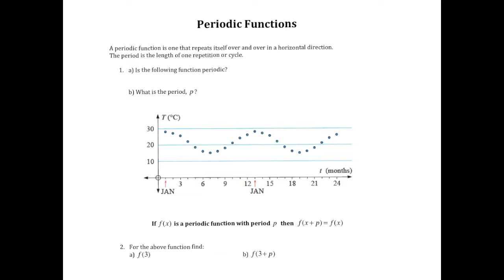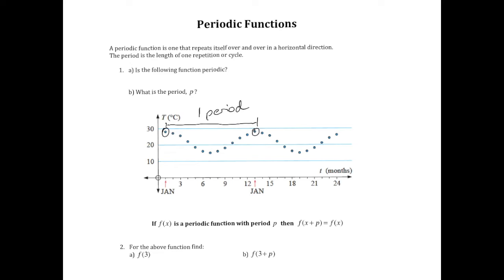Now, I said the period is the length of one repetitional cycle. So girls, if you look at this first point, for instance, when does that point happen again? About there. Does that make sense? So the horizontal length from there to there is one period.